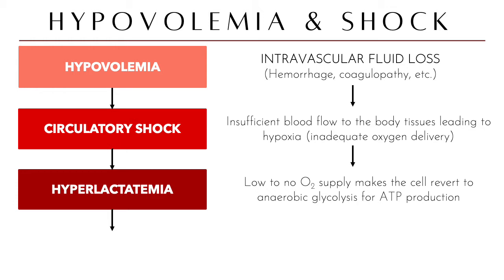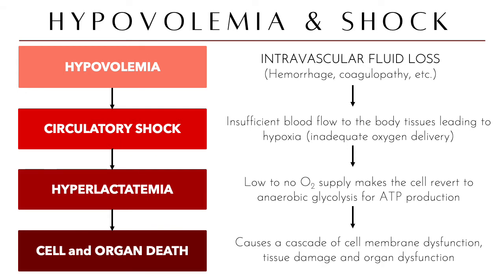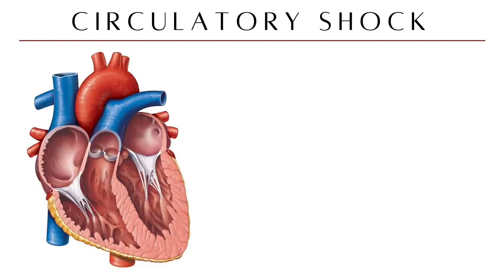All right? And high amounts of lactate circulating in the blood and spread throughout the whole body leads to some form of cell and tissue and organ death, right? It causes dysfunction in the cell membrane, tissue damage, and further organ dysfunction. That is the basic pathogenesis of how people die from lack of blood, right? And even animals, right? Now, let's go into circulatory shock because it can be of different types, okay?